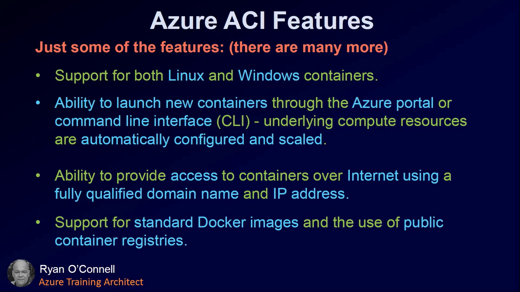ACI supports both Linux and Windows containers. It has the ability to launch new containers through the portal or command line. Underlying compute resources are automatically configured and scaled when you create your container instance. It gives the ability to provide access to containers over the internet using a fully qualified domain name and public IP address, and support for standard Docker images and the use of public container registries.